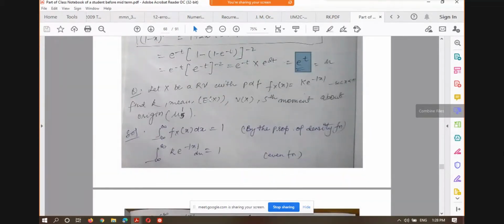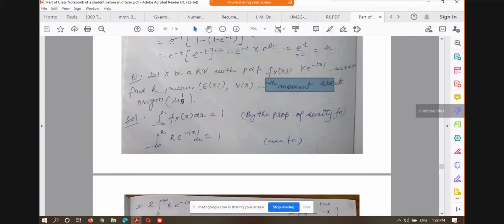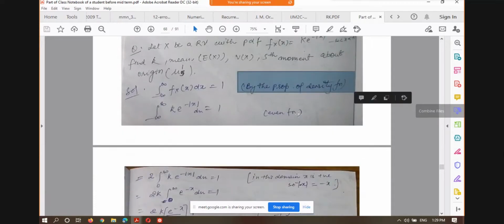Now here again, let x be a random variable with the probability density function f of x equals k e raised to power minus mod x, where x lies between minus infinity and infinity. Find the k, which you have already calculated in the test exam. Mean, variance, and fifth moment about origin need to be calculated. So to calculate these, first we try to calculate the value of k. Since it's a probability density function, its integration from minus infinity to plus infinity is 1, because this is the property of a density function.